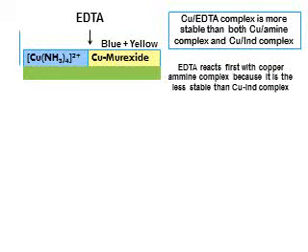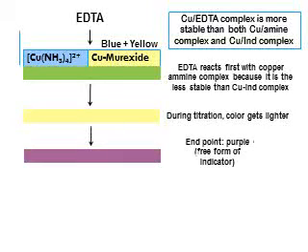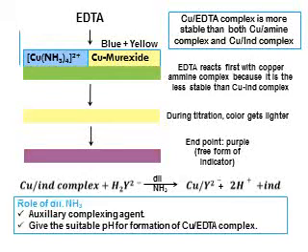Then when you start to add EDTA, the copper amine complex will be replaced first, so the EDTA will replace the amine or the NH3. You will see during the titration that the color gets lighter, and you can see a somewhat yellow color. And at the end point, you'll see the color of the free indicator, which is purple. When you are asked what is the role of diluted ammonia, it's an auxiliary complexing agent that forms the copper amine complex and also gives a suitable pH for formation of the copper EDTA complex.